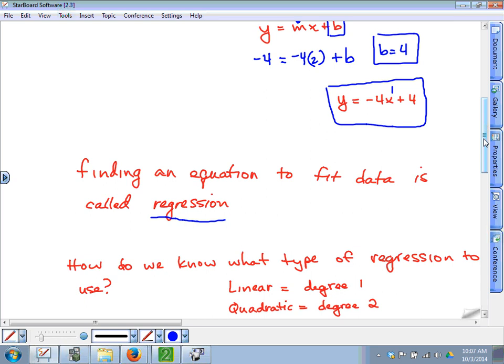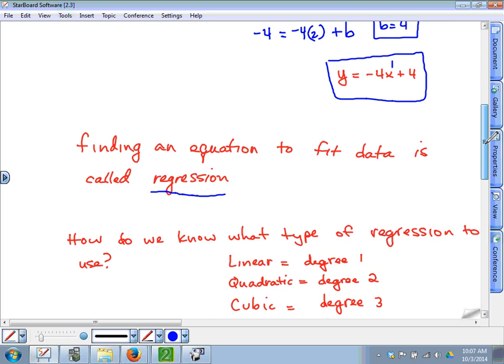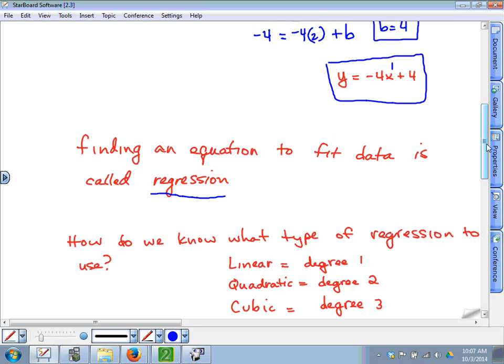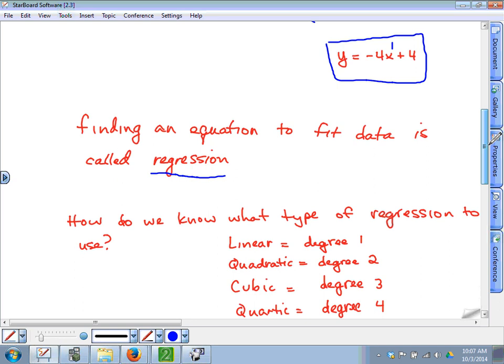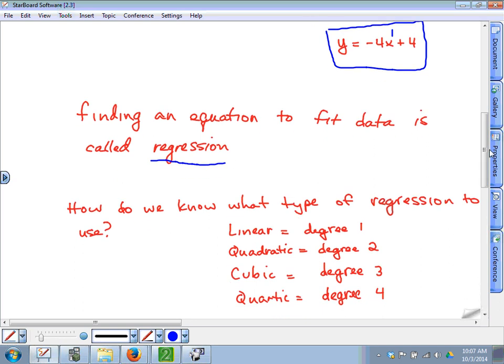Right? So what if instead of 3 points, I give you 4 points to try to make an equation for? With 4 points, you're going to want cubic regression. That would be a degree 3. And if you happen to have 5 points, I don't know if you do on your assignment, but it might happen, you're going to want what's called quartic. That's degree 4.